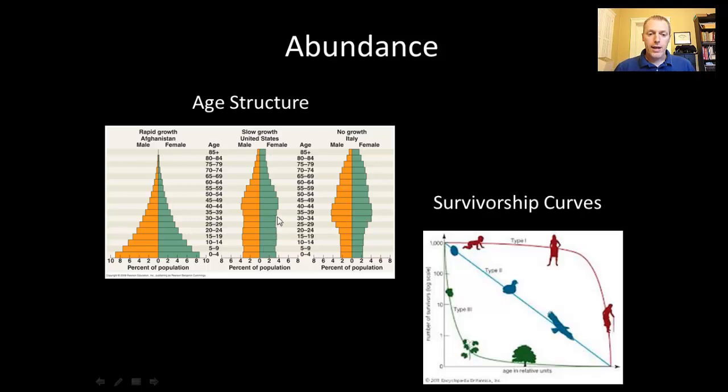This population right here, you see that there's a pretty even distribution of ages across the population. And so as this population goes through time, it's going to remain stable. It's not going to grow very rapidly.